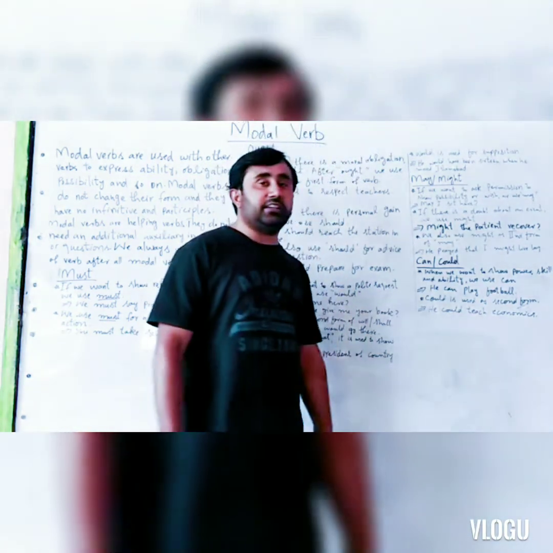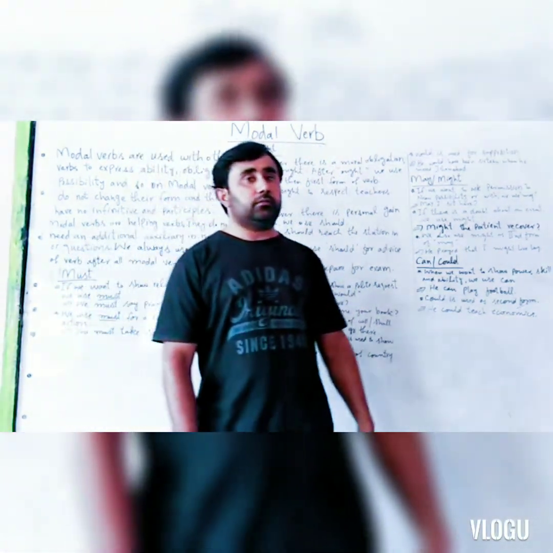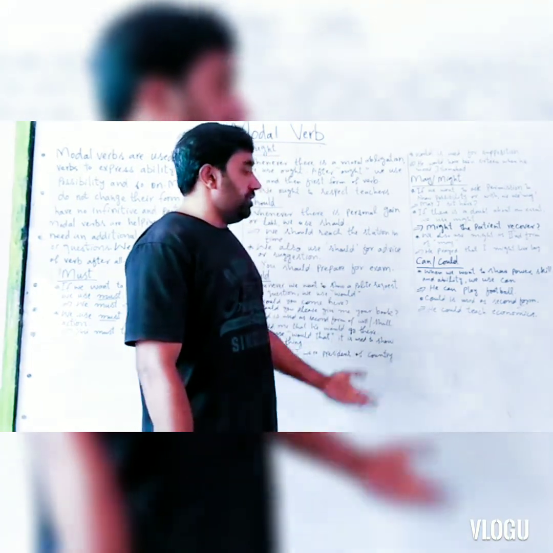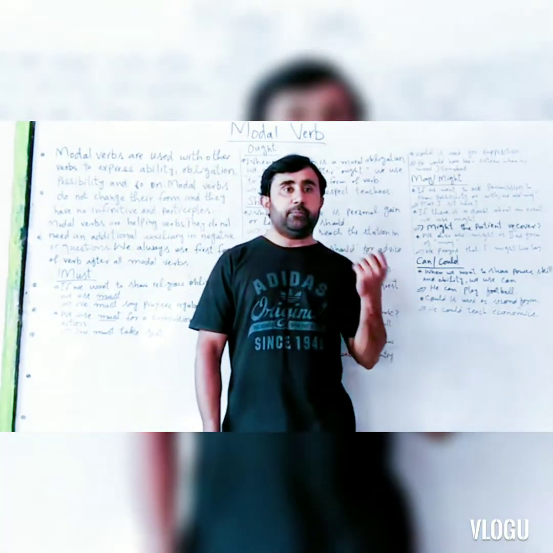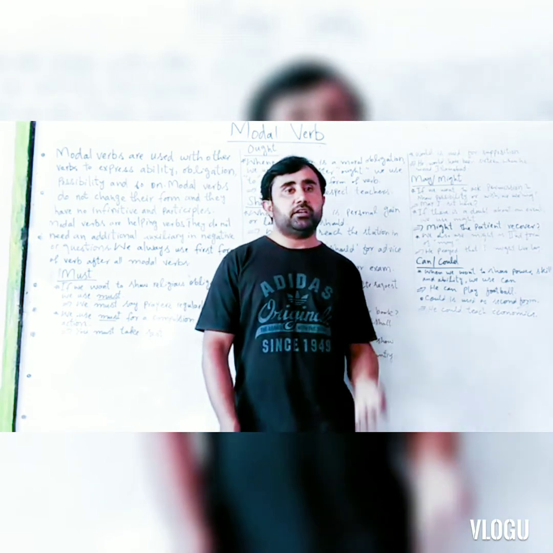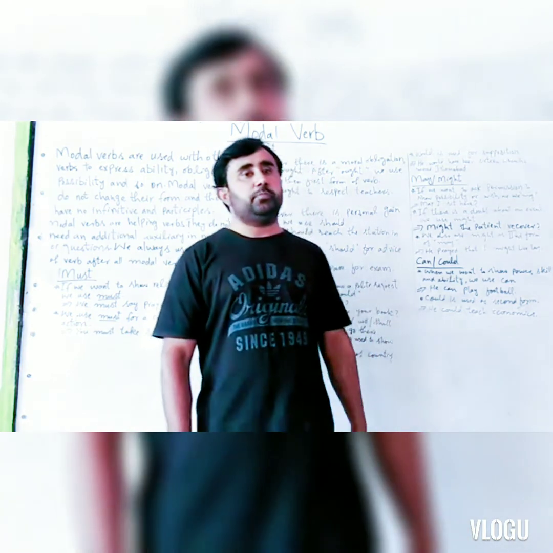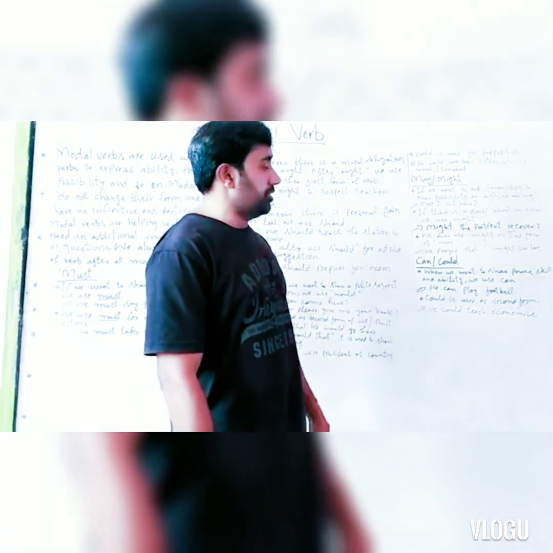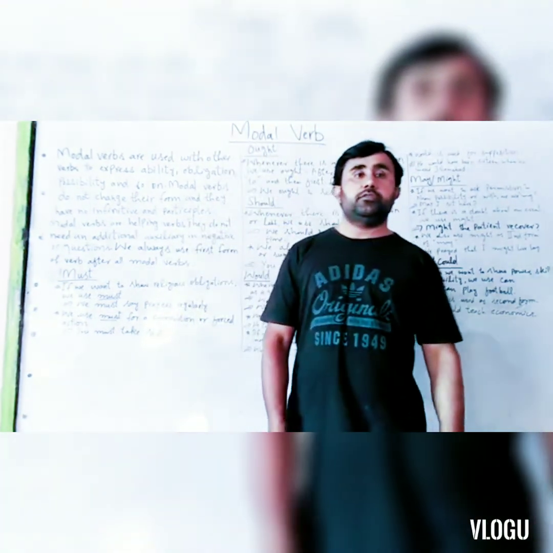Could is used as the second form of can. For example, he could teach economics. He had power to teach economics. He had ability, he had skill to teach economics. So these are the modal verbs.